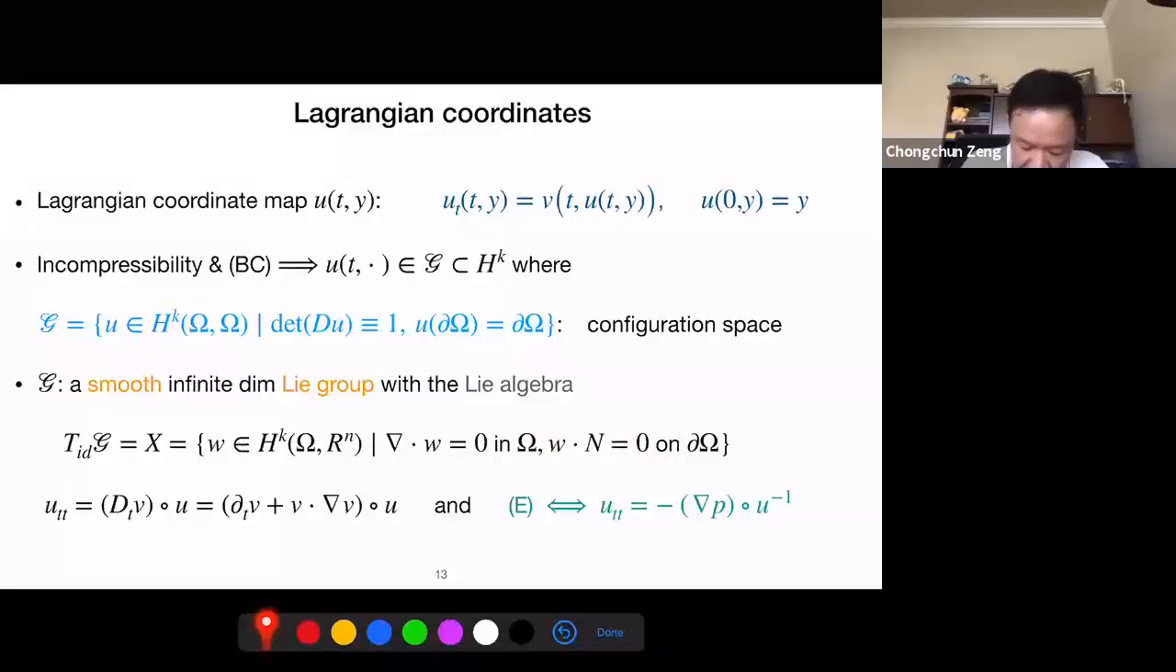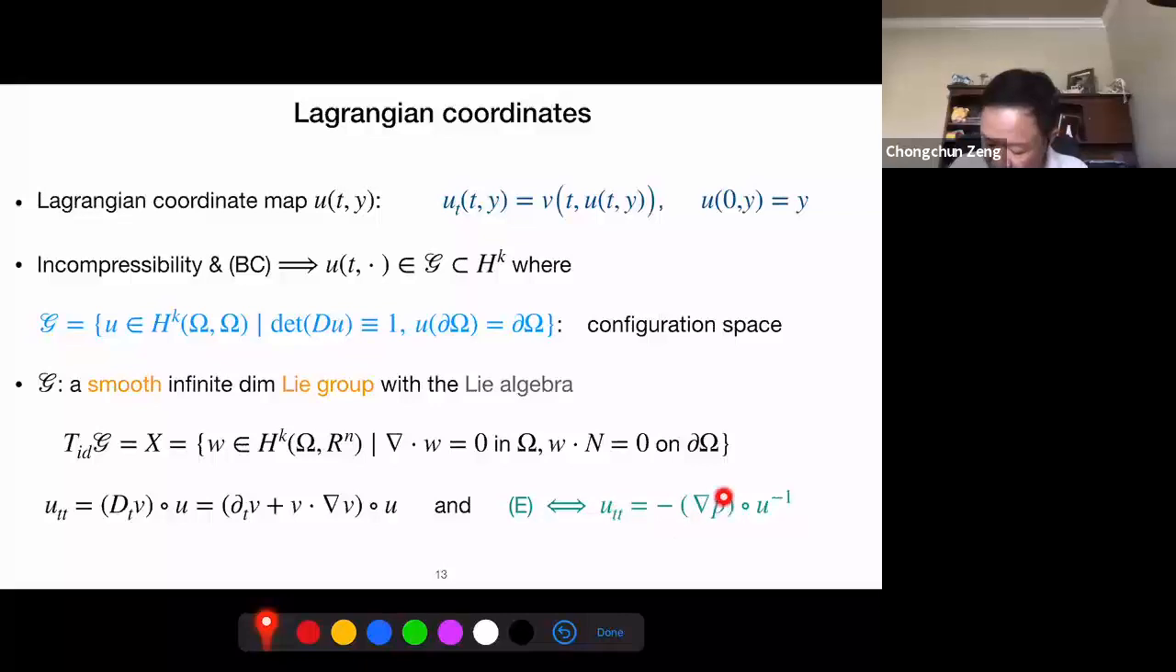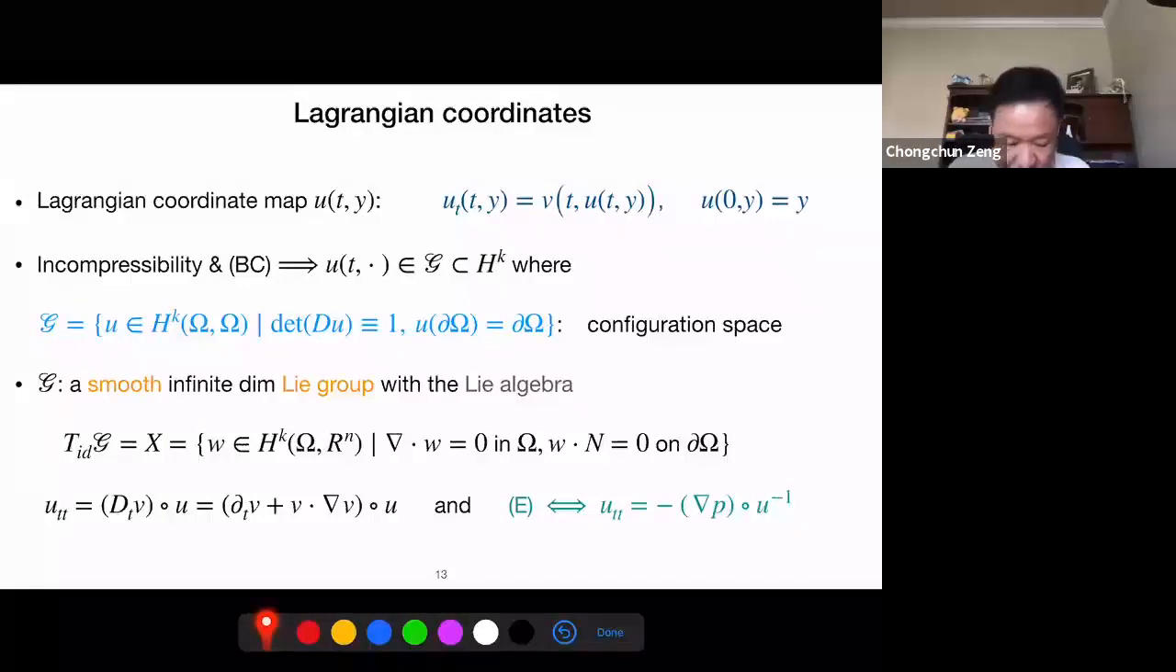The advantage of doing this is that the transport term in the Euler equation disappears and becomes a part of the second order derivative of the Lagrangian coordinate map. So the Euler equation is written in the form that the second order derivative of the Lagrangian coordinate map is equal to basically the gradient of the pressure composed with the inverse of the Lagrangian coordinate map.